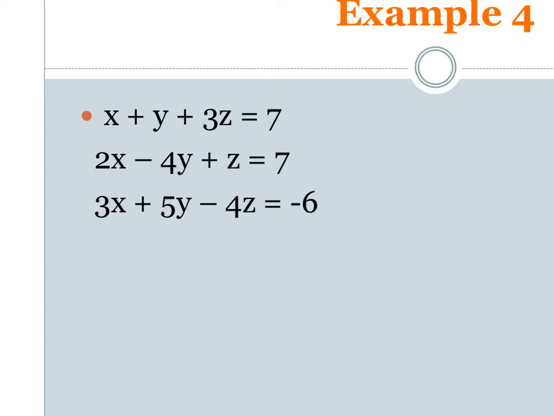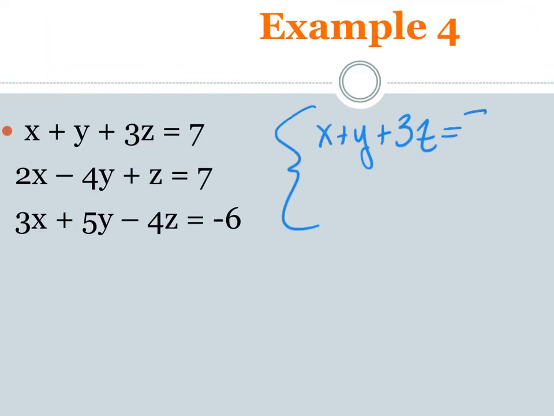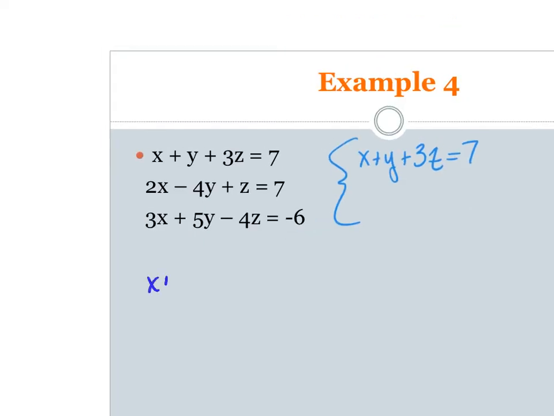All right, my first equation, I needed to start off with a positive 1. So I'm just going to rewrite it over here as x plus y plus 3z equals 7. So my next equation, what does it need to have in it? It needs to be y and z. So we're going to take the first two. x plus y plus 3z equals 7 and 2x minus 4y plus z equals 7.